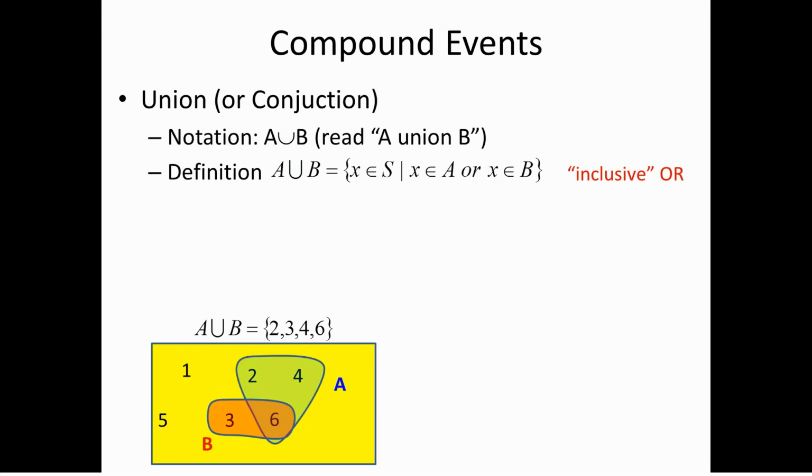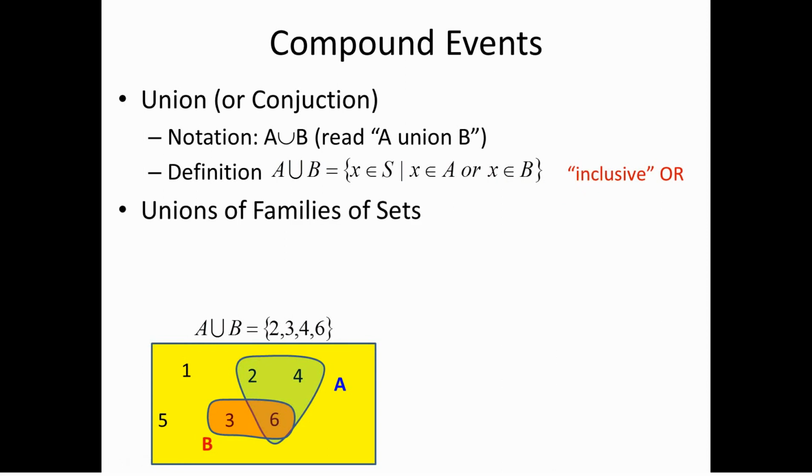So let's go back and look at our example that we had before. A union B, what the inclusive OR means, is all the elements that are in A, which is 2 and 4, or B, which is 3, or both, which is 6. There is a non-inclusive, exclusive OR, the XOR statement in logic or computer science. It means A or B, but not both. But that's not the OR that we're talking about.